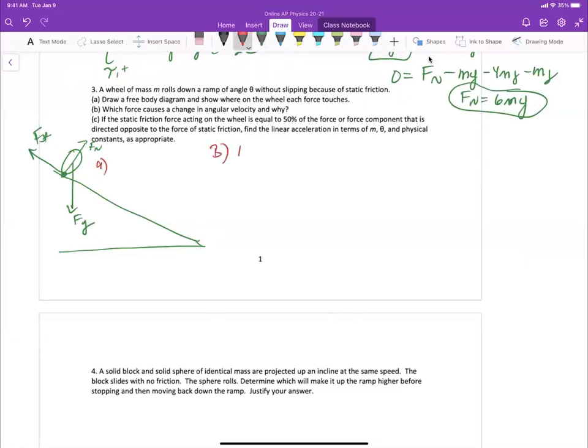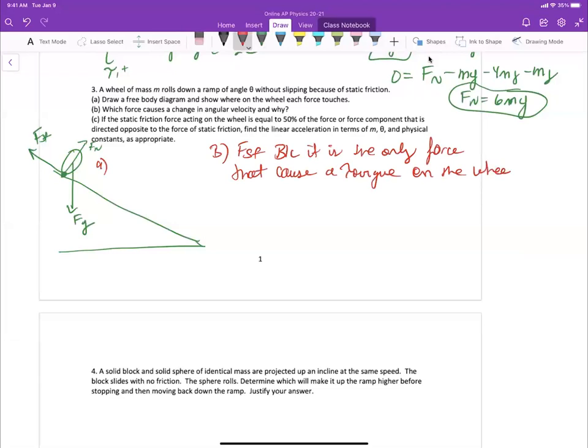B, which force causes a torque on the wheel? Only the force of static friction, because it is the only force that causes a torque on the wheel. Torque is the force times R times sine theta. It's the only one that has an actual R value if I have my axis of rotation right through the middle. Force normal has no R value, so neither does force of gravity.